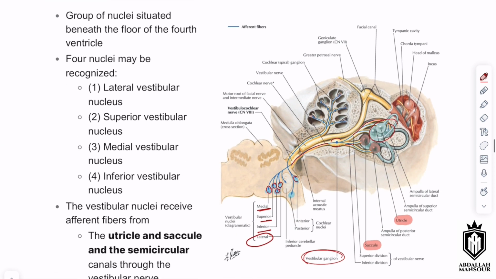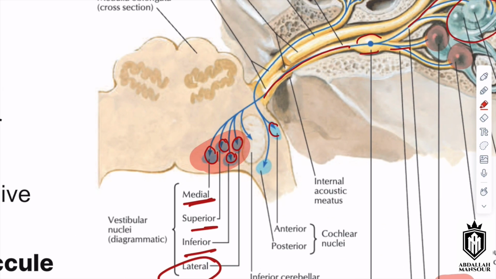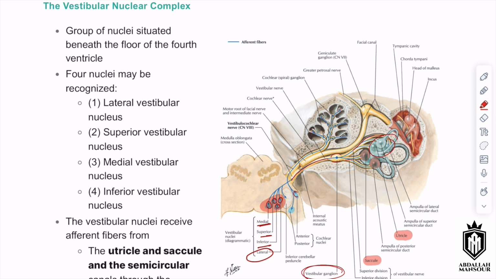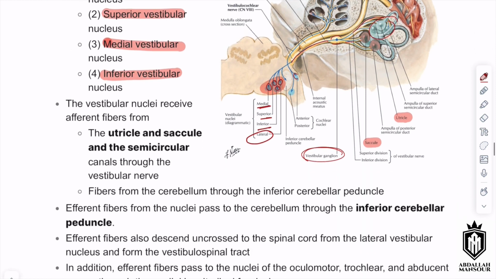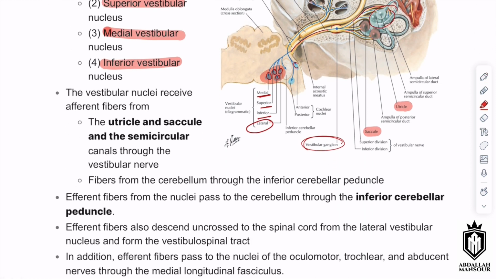All right, so here is the vestibular nuclear complex. It's basically a group of nuclei located in the base of the 4th ventricle, and these are 4 nuclei: the lateral vestibular nucleus, superior, medial, and inferior. You can call it lateral and medial, superior and inferior. The vestibular nuclei receive afferents from, like we said, the utricle and the saccule and the semicircular canal. Utricle and saccule are interested in your position, and semicircular canal is interested in your movement.